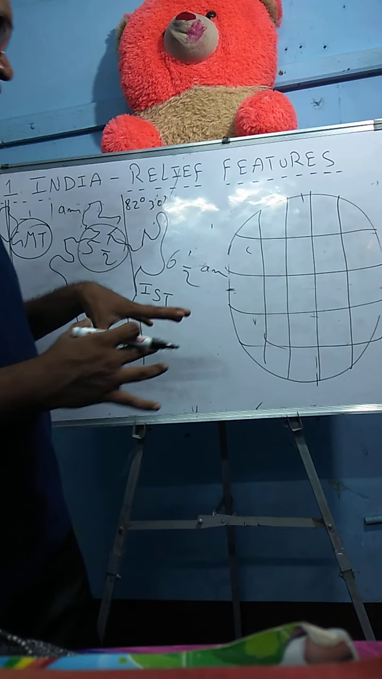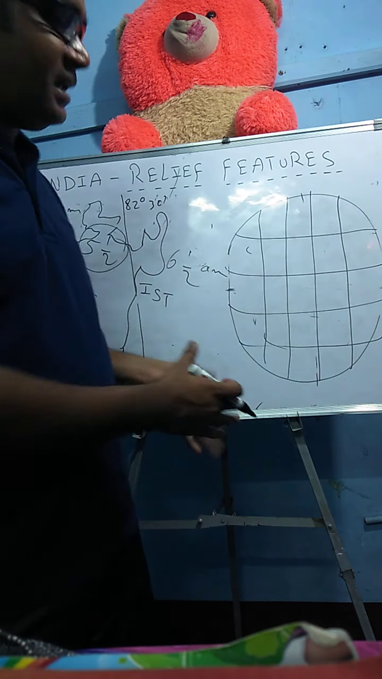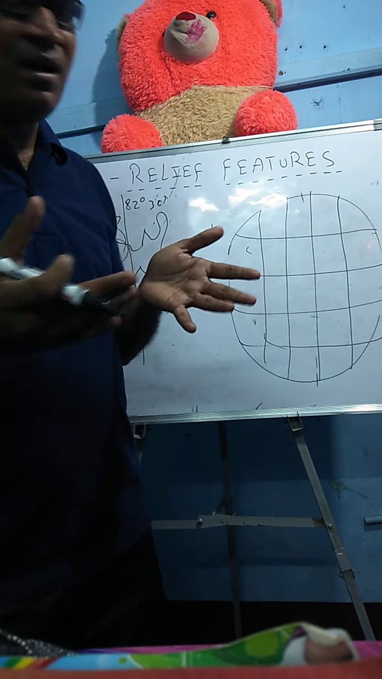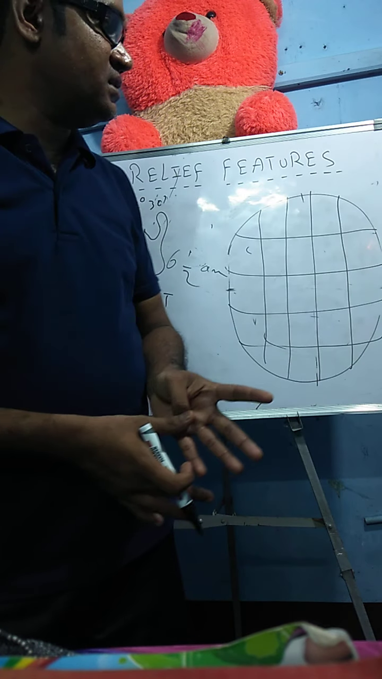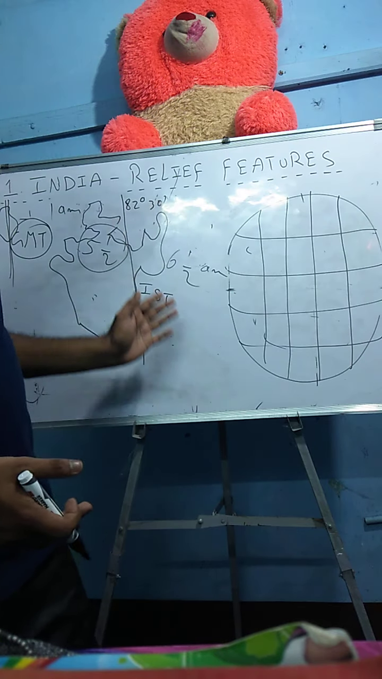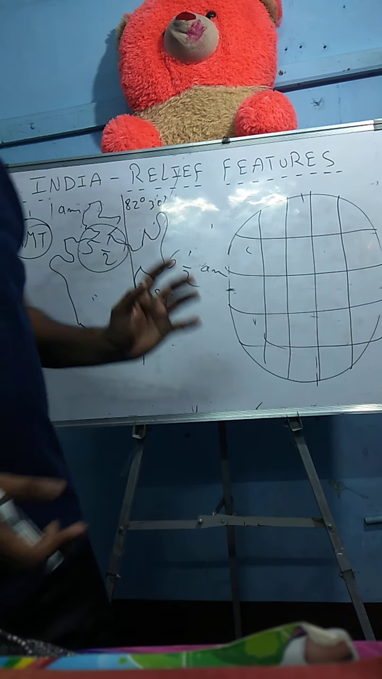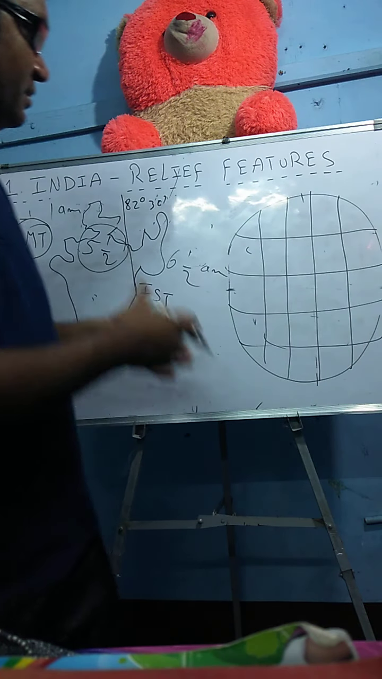Today in this lesson, I have already explained GMT, latitude, longitudes, the Himalayas, island groups, the peninsula and Indira Point. Those things I have already explained in this class.